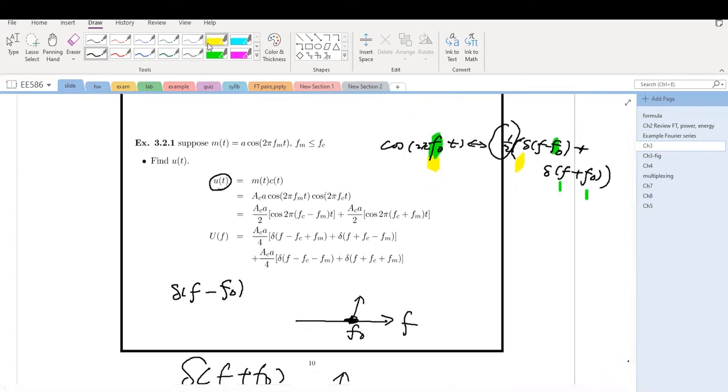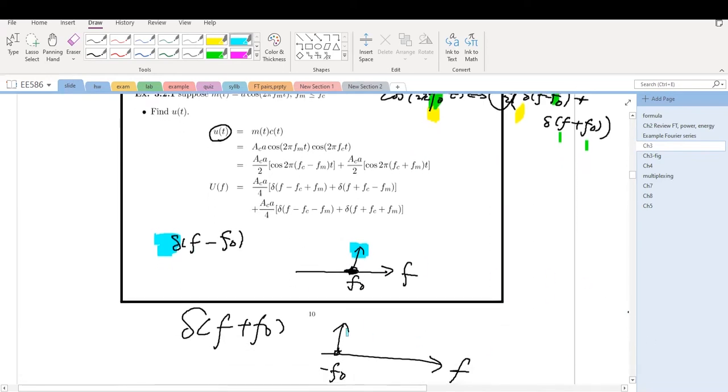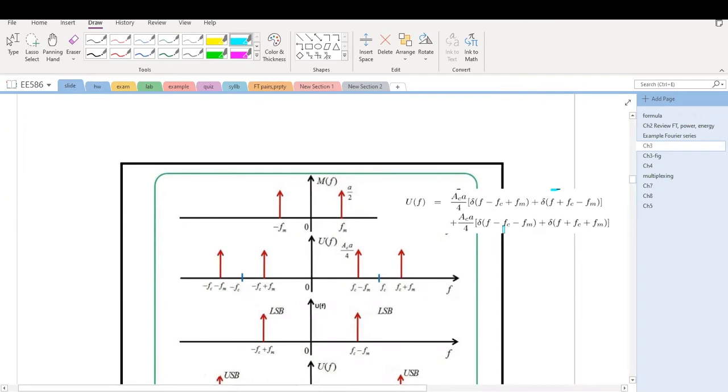Remember here, I only look at the delta function here, so there's no scale here. The same thing here. I look at a delta function here. I don't have a half at the front, so don't confuse. Let's look at this delta function here. This delta function is sitting at fc plus fm, that's this. And what is this delta function? That's sitting at minus fc minus fm. That's this one here.